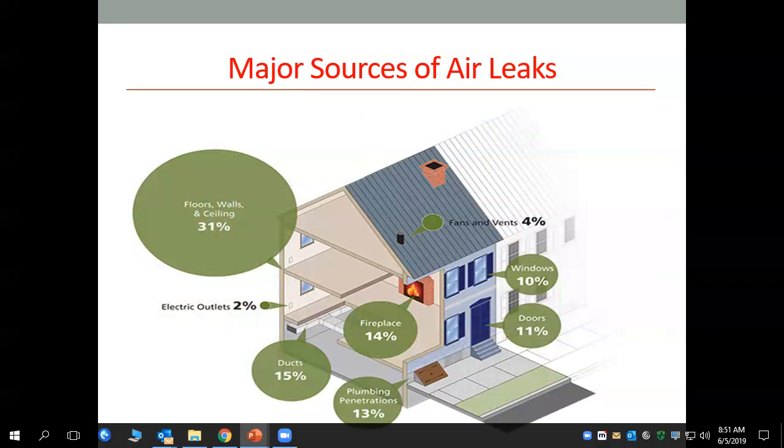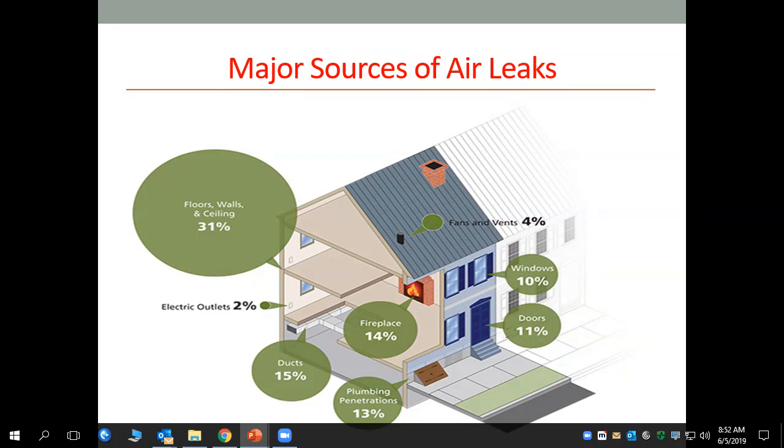All right, where's our major source of air leaks? 31% is floors, walls and ceilings. There's a lot of floor, walls and ceiling in a structure, in a house. So if it's 31%, then that's where the major source of it is. That's where we really have to look at the house itself, critically at those items. But those are the most surface area that we have, so there is good opportunity for that to not get sealed properly.